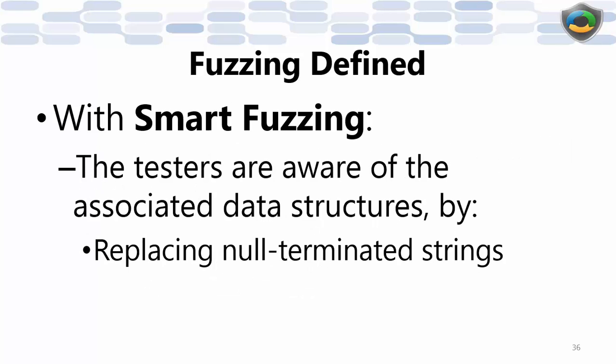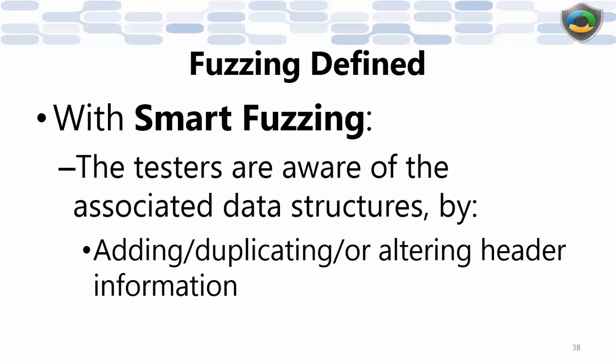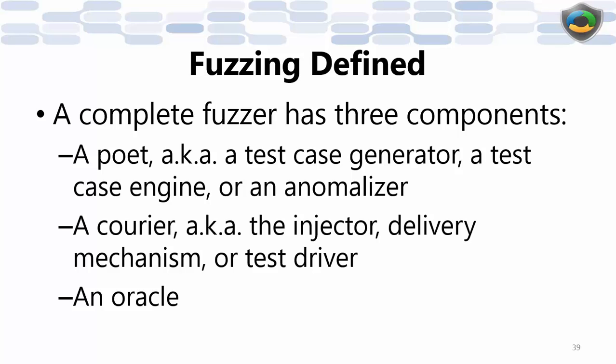With smart fuzzing, you know about the associated code. So you do things like replace null terminated strings, alter numeric values or flip signs. If you're working with bits, make zeros ones and ones zeros, etc. Add, duplicate, or alter header information. We've talked about that a little bit in an earlier lecture.